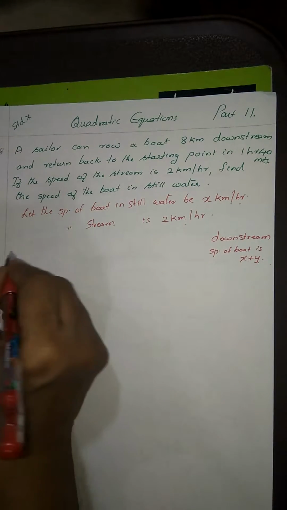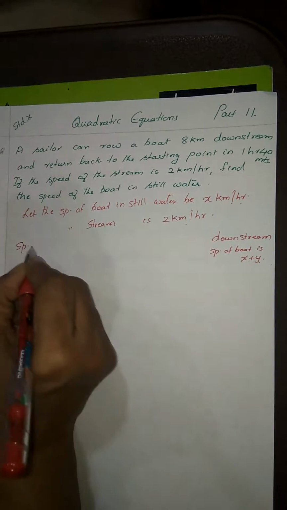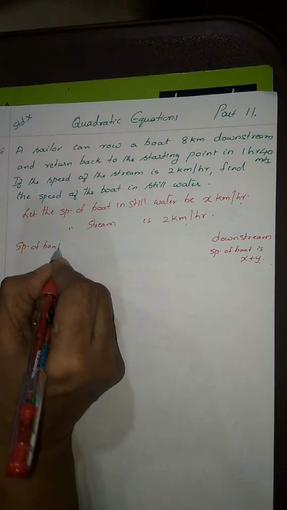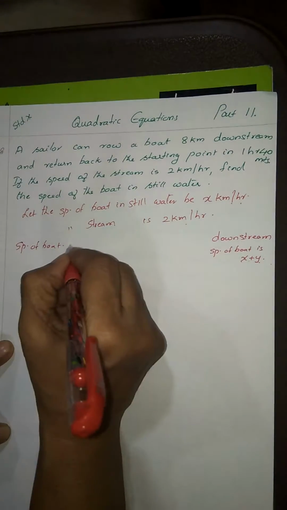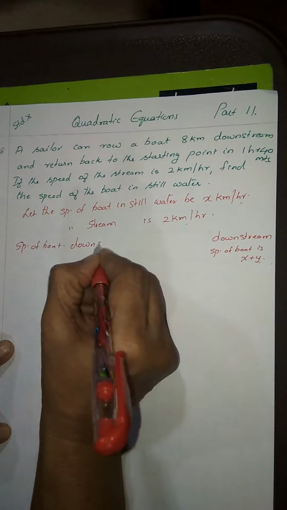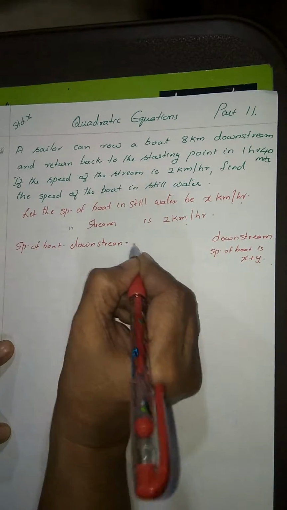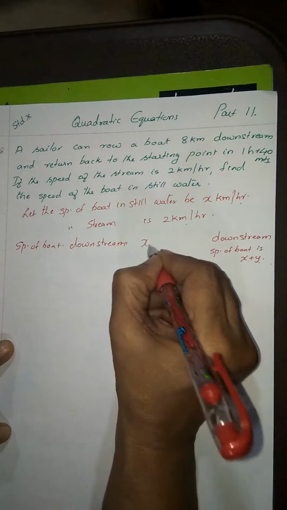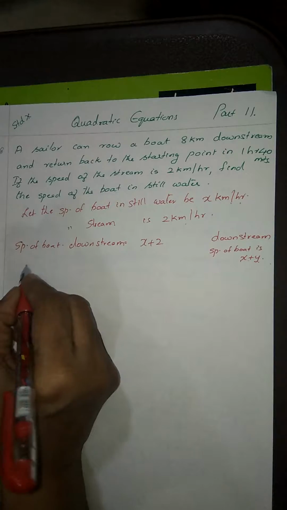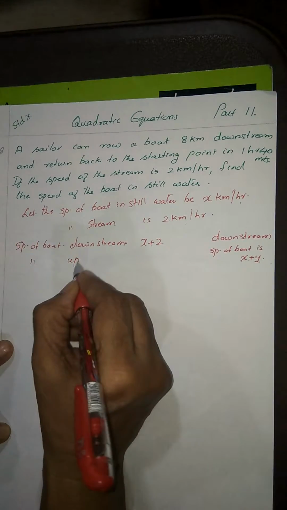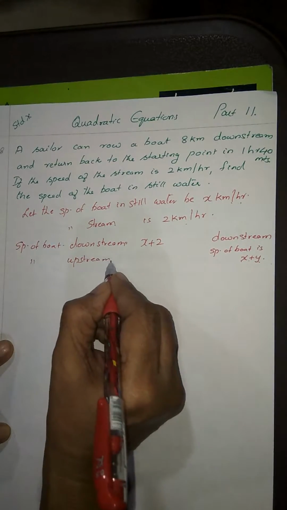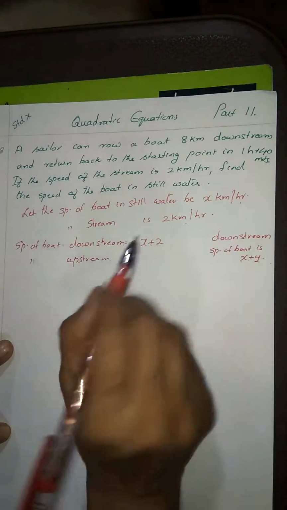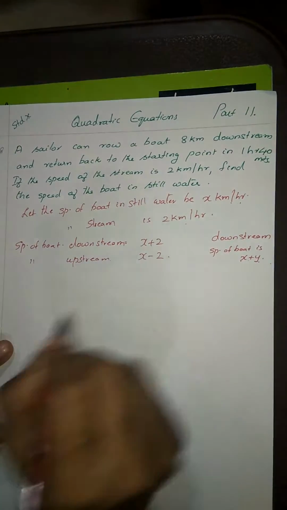So speed of boat downstream is equal to x plus 2. The speed of the boat upstream will be, speed of the boat is x, so x minus 2.